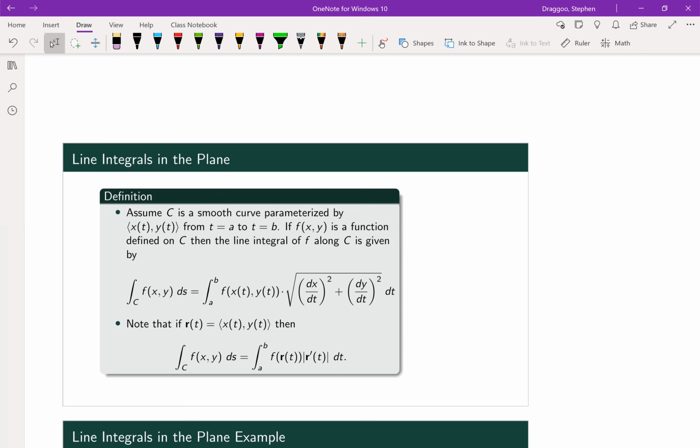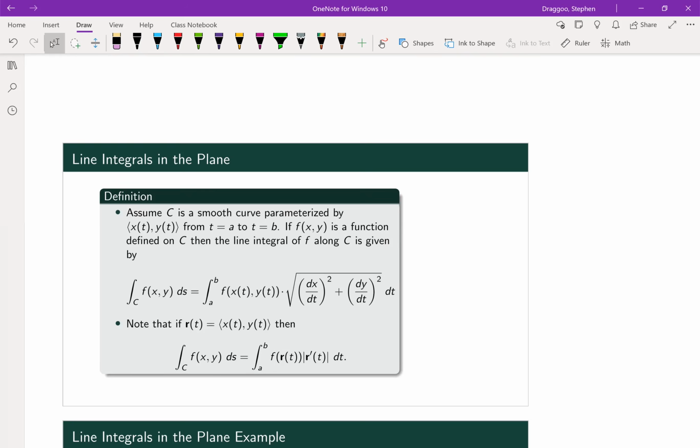And note that we can simplify some of what we've written out by calling our parameterization r of t, and then we can just say that our line integral along s is the integral from a to b of the f of r of t times the magnitude of r prime dt.